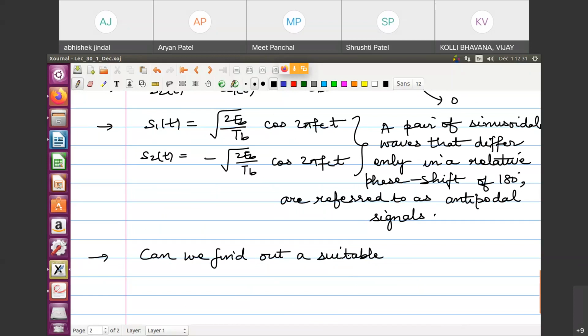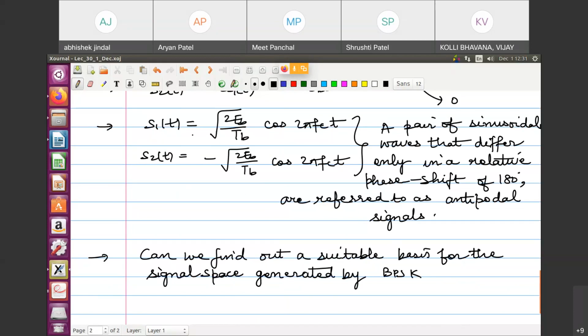Okay. So the question is, can we find out a suitable basis for this signal space generated by BPSK? It means BPSK has two possible signals, so these will belong to some signal space, meaning they will generate a signal space. So can we find basis functions? Let us say, can we find a signal space in which S1(t) and S2(t) lie, and if at all there is a signal space, what will be the basis function for it? Okay.